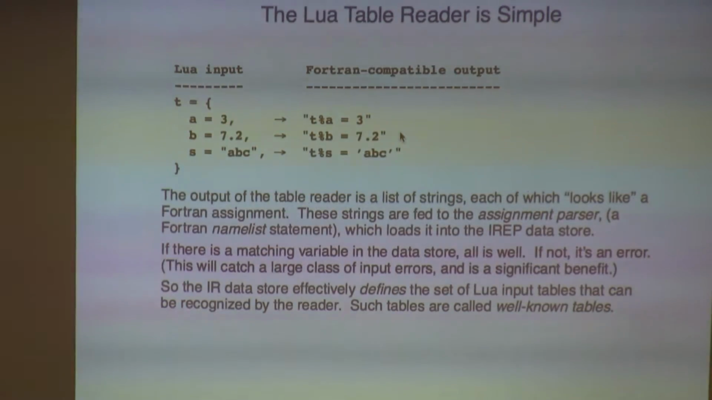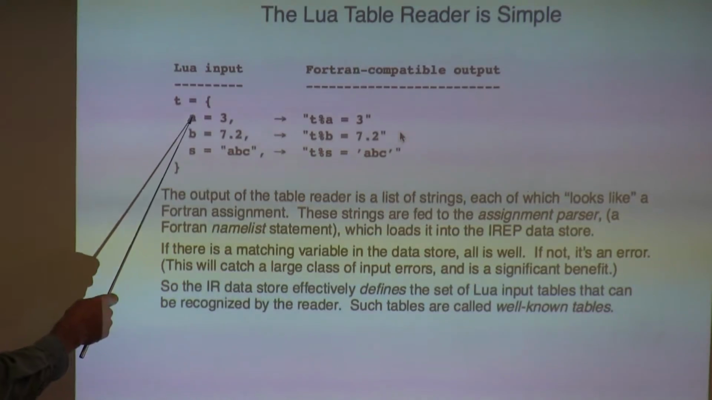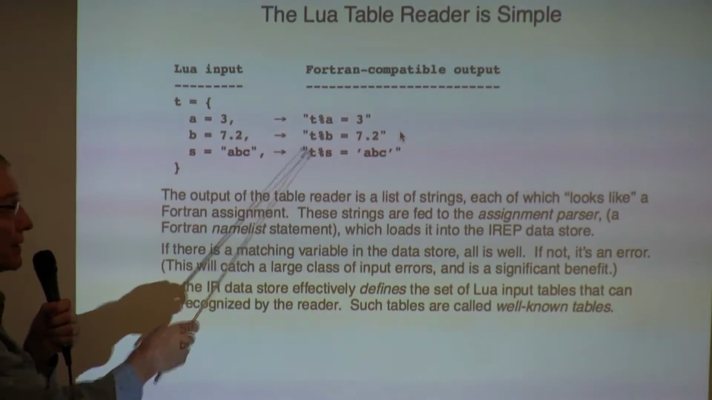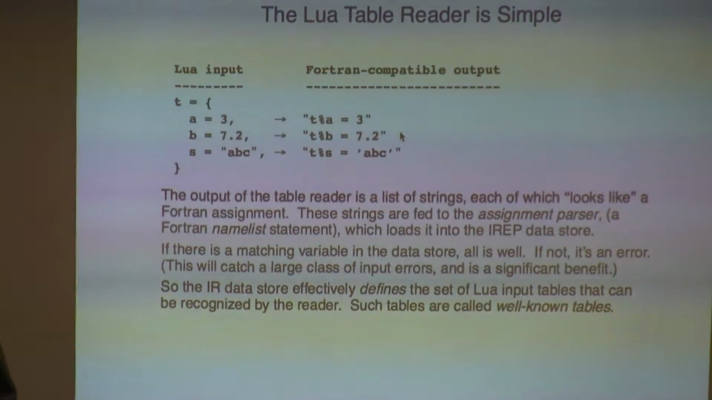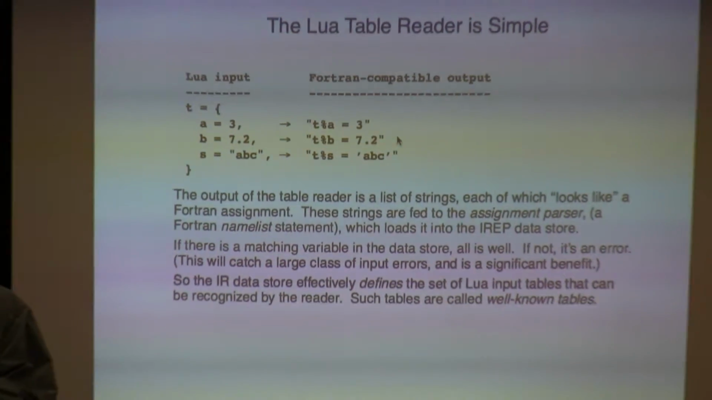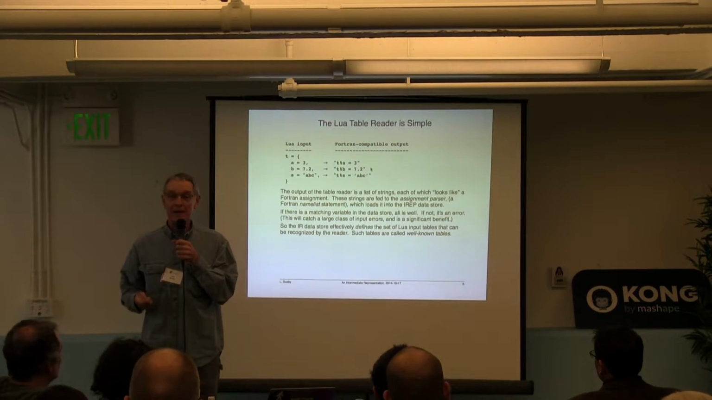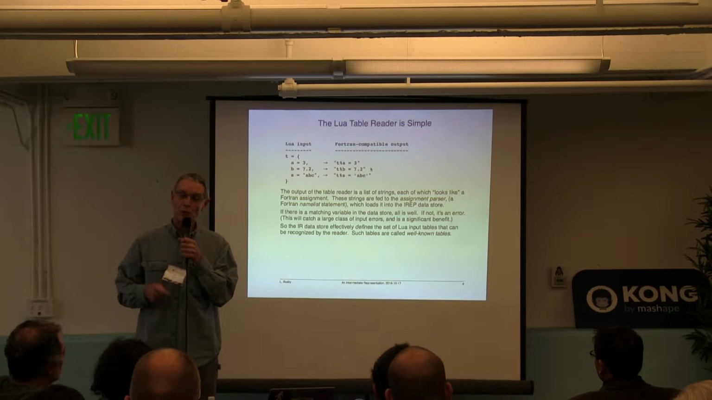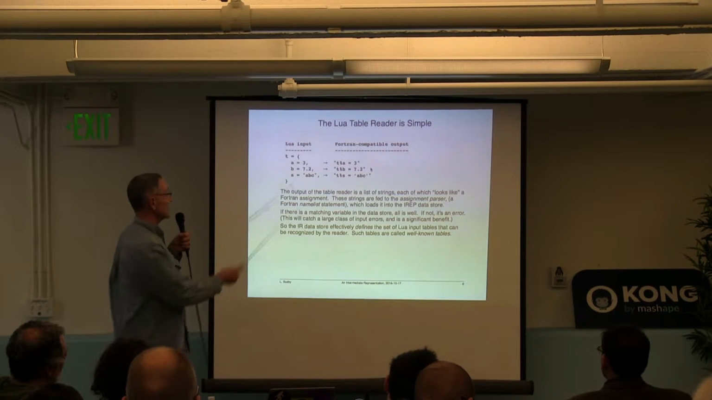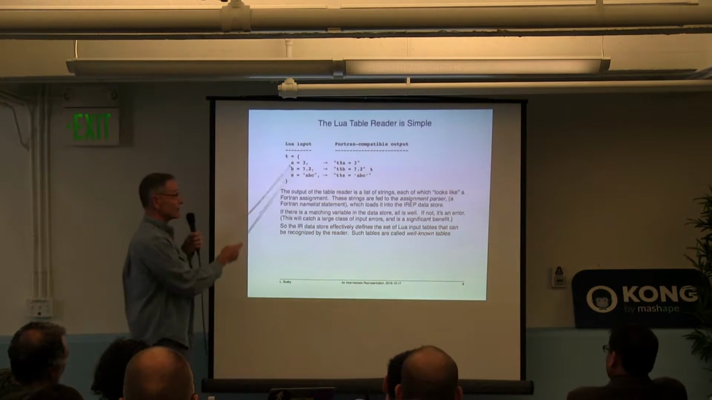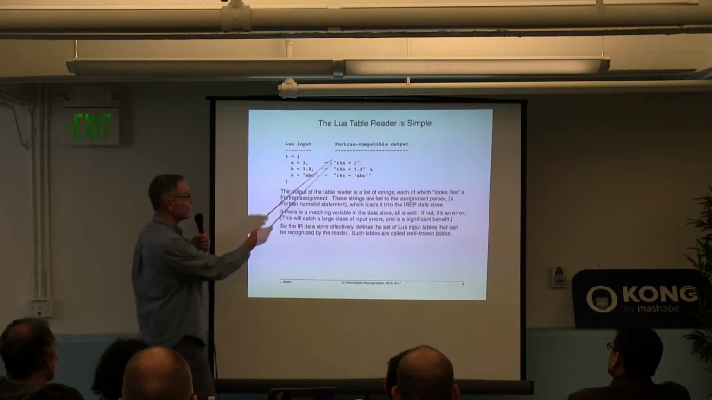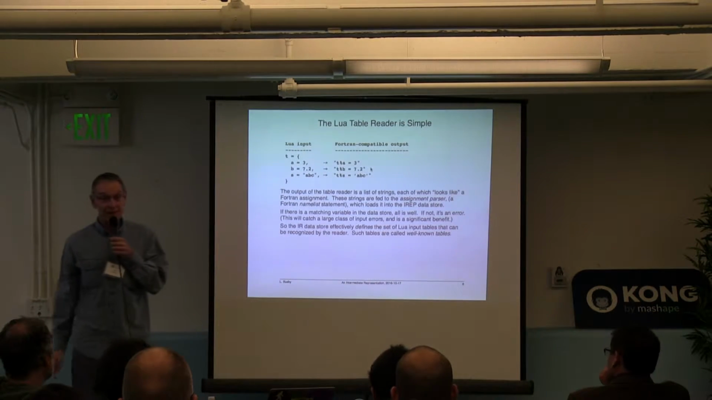The Lua table reader. Now, IREP is broken up into 3 pieces. There's a table reader in front that reads the table, and it produces a list of Fortran read name list compatible strings on the output. In between, there's a Fortran read name list. On the back end side, there's a set of compiled structs for Fortran and for C. So the table reader itself is really simple. It takes this as input, it produces that list of strings as output.